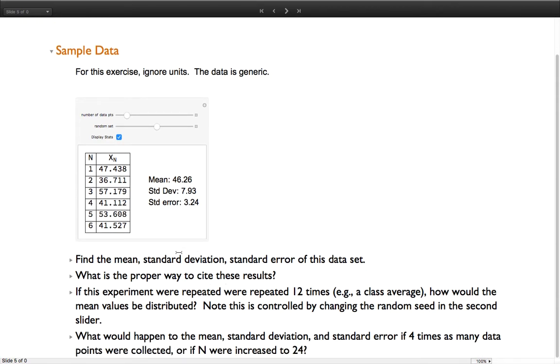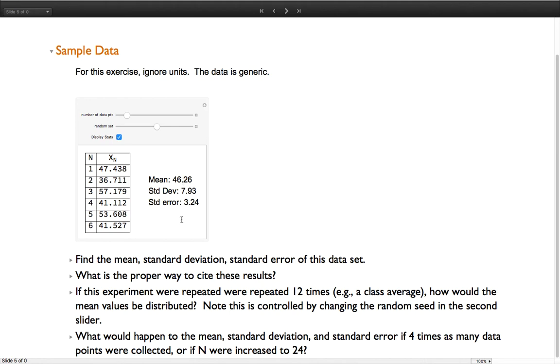Notice if we were to change the experiment, change the number of repetitions we do, from 6 to 24, or increase it by a factor of 4, what would we expect to have happen? Well, if we make more measurements, we'd expect we'd have a better chance of every value that's too large to be counterbalanced by a value that's too small, and to average those out and to get a better value for the mean.